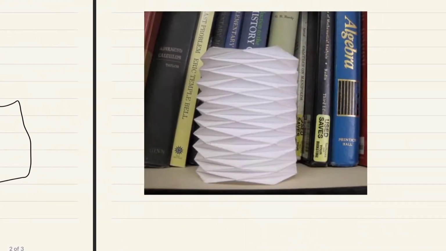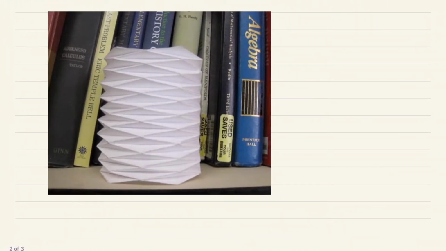Here is an example of an object called the Schwarz Lantern. Here is, to be more precise, a paper model of that. This paper model was not made by me. It was made by a mathematician by the name of Evelyn. Okay, so this is a cylinder, and as you can see here, these triangles are jutting out.